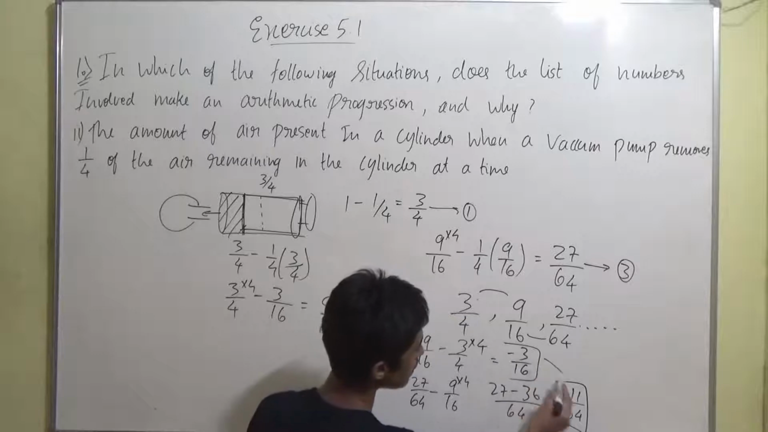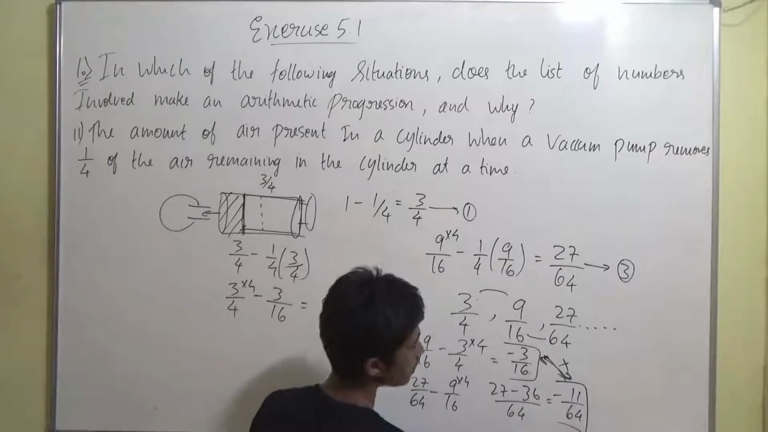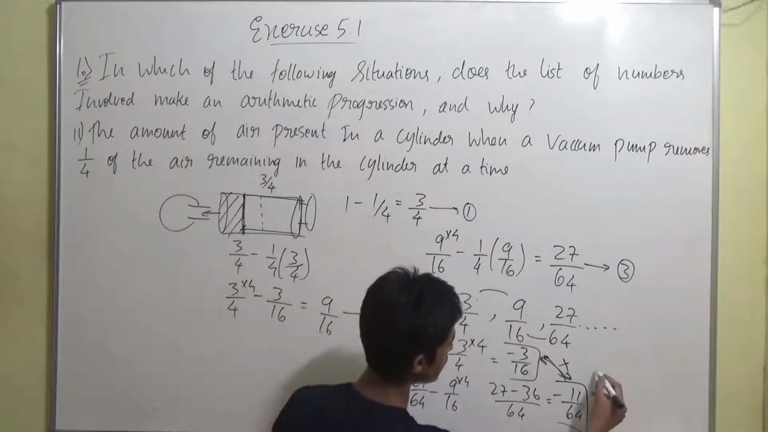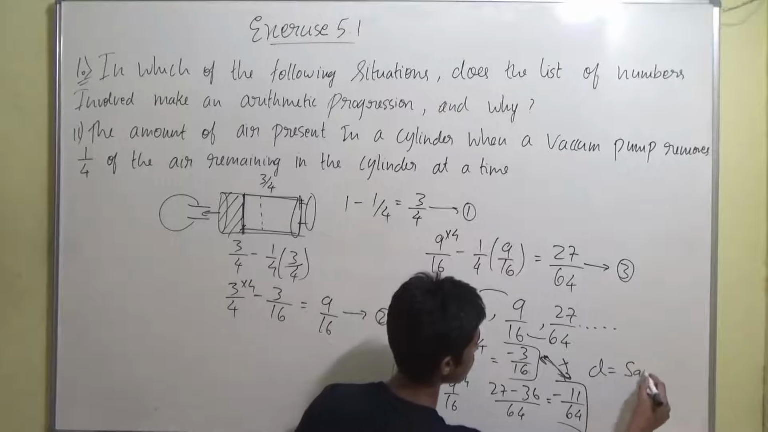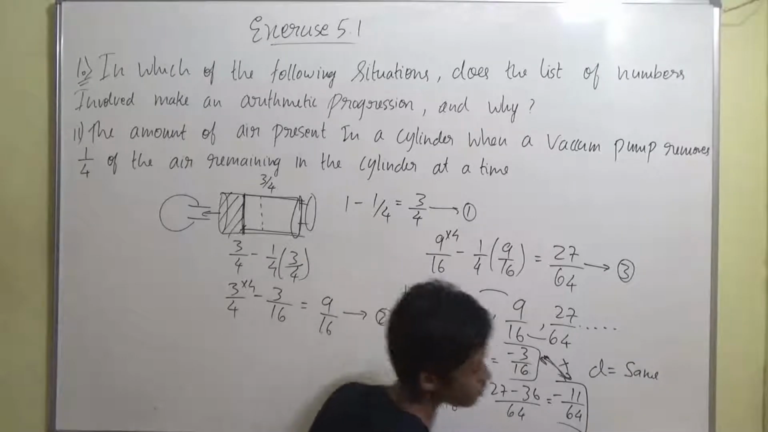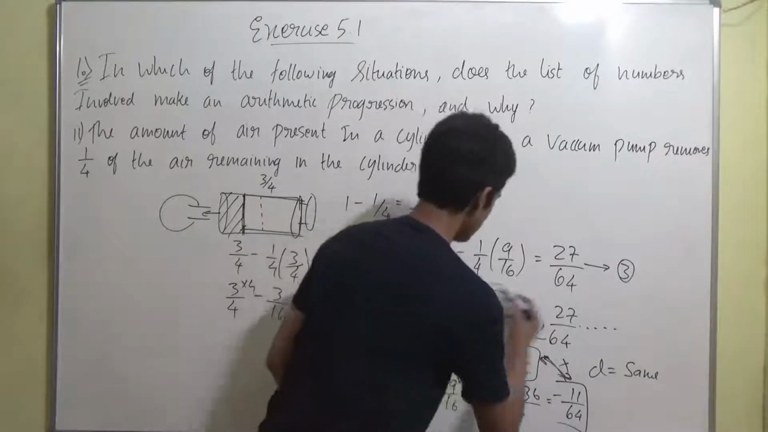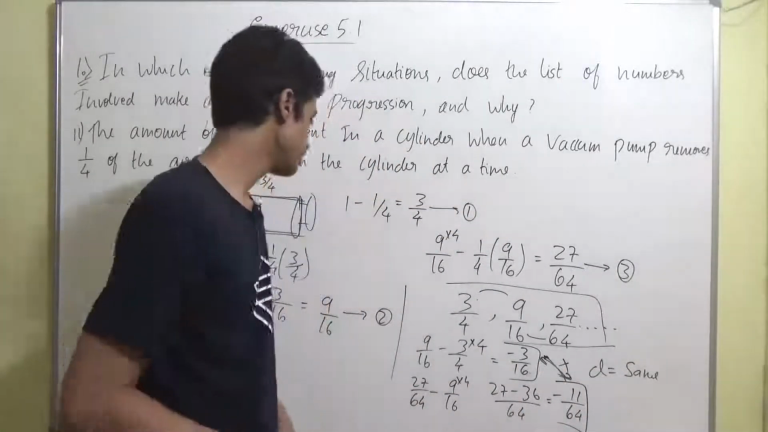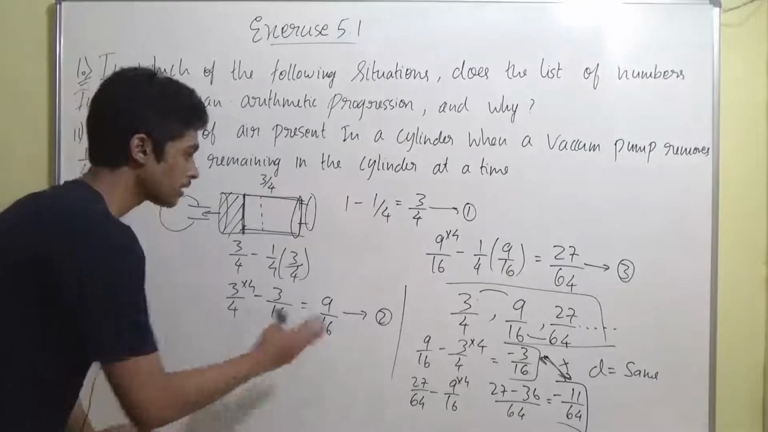Getting it, guys? Are they both the same? No. In an AP, the common difference between all the terms, that is D, should be the same, right? Here it is not the same, which means the series we obtained from the question is not an AP. Done, guys. So finally you'll conclude here.